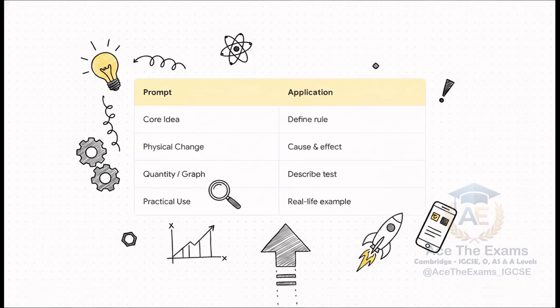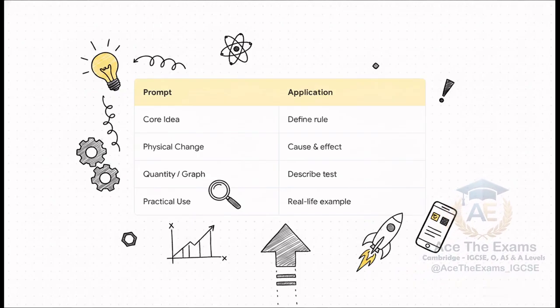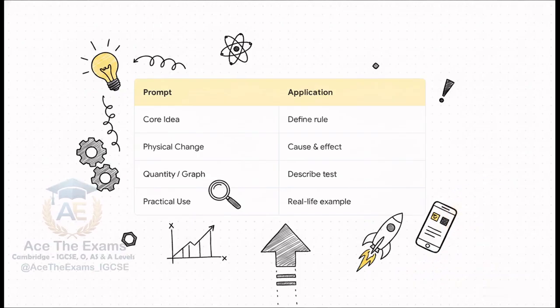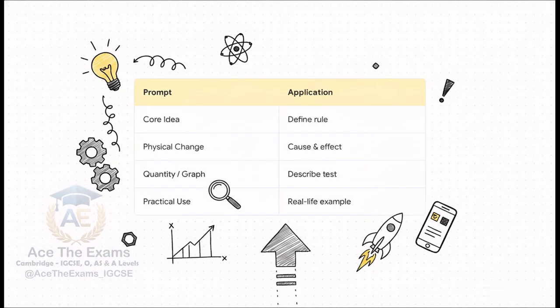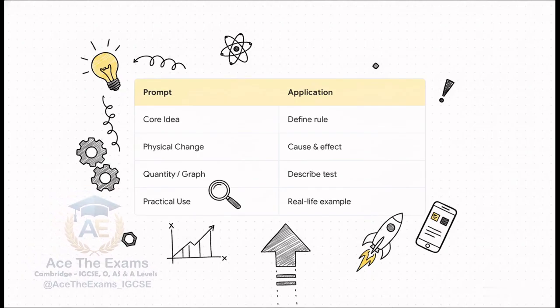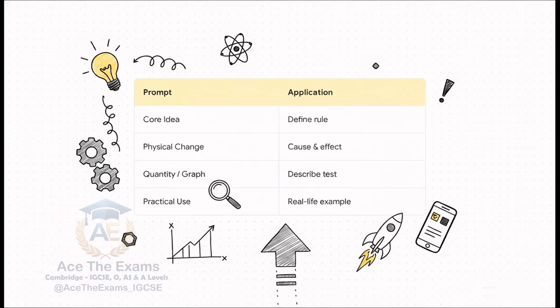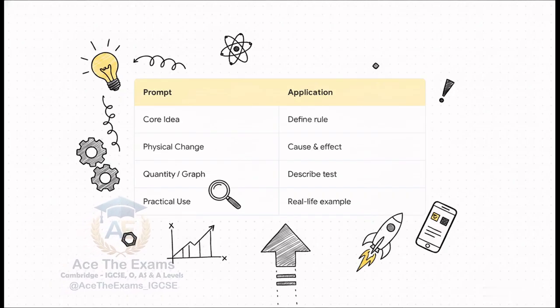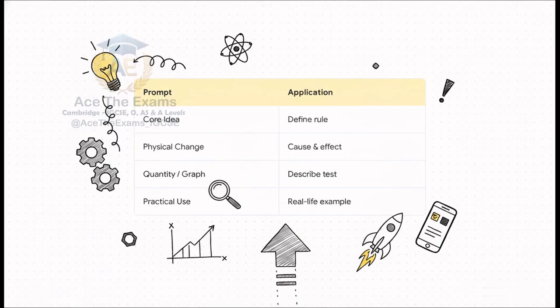This table right here ties it all together. If you can answer these 4 prompts aloud, your knowledge is secure. Can you define the core idea and state the rule? Can you explain the physical change using cause and effect? Can you describe the quantity from an experiment? And finally, can you cite a practical use and justify the link? This is your ultimate diagnostic tool before you ever step foot in the exam hall.